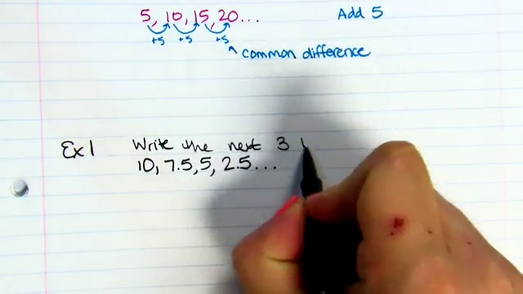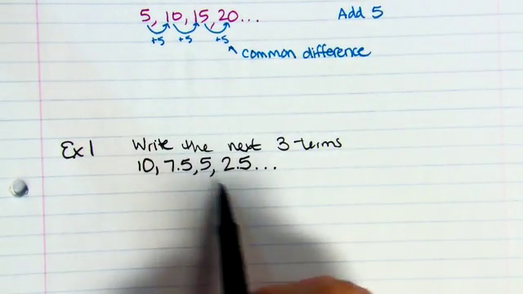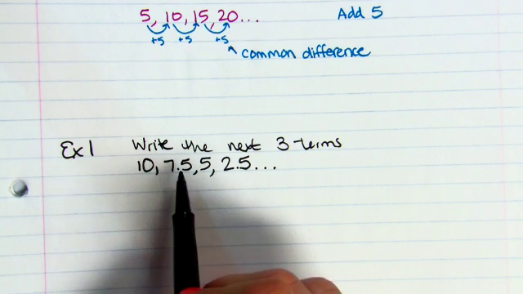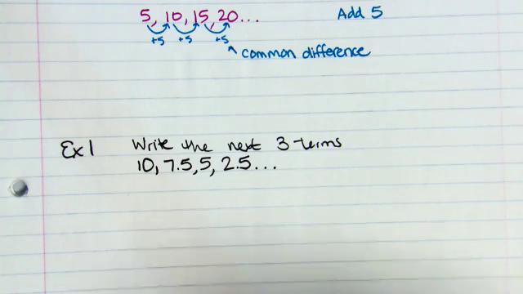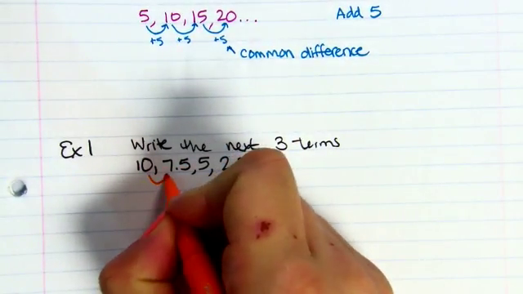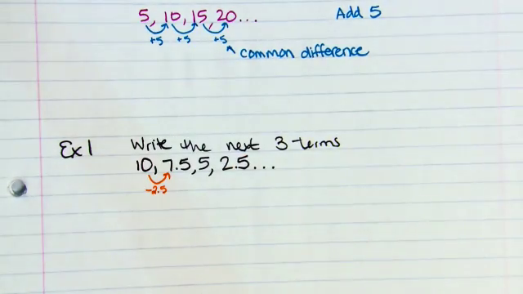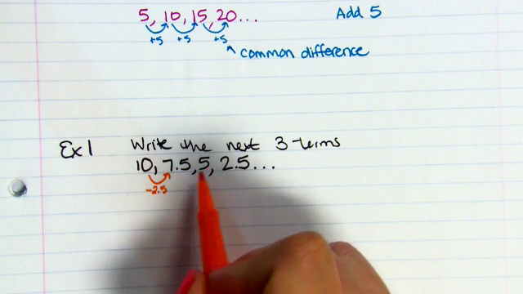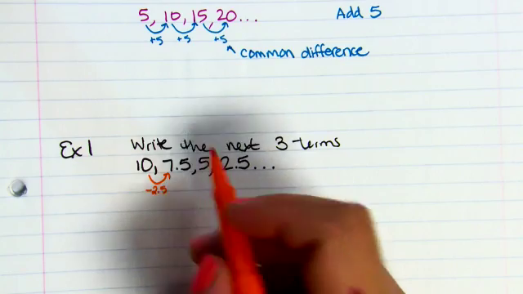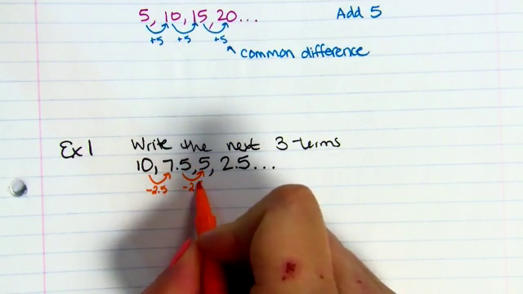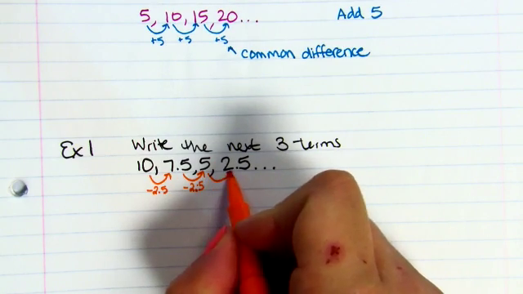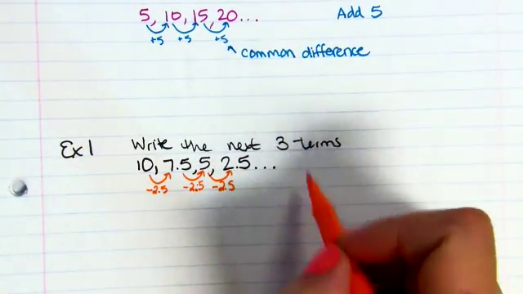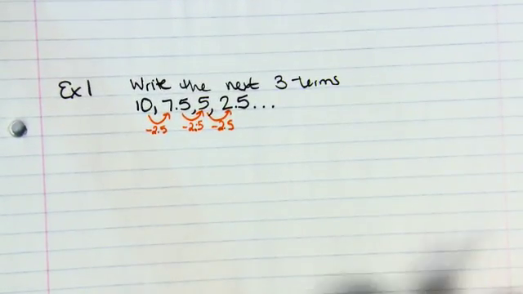What I have to do first is figure out my common difference, or what I am doing to each term to get to the next. To go from 10 to 7.5, I'm subtracting 2.5. Then I want to look at whether I have the same difference between 7.5 and 5. If I take away 2.5 from 7.5, I do get 5. So sure enough, that is my common difference. 5 to 2.5 is taking away 2.5. So I need to do this 3 more times to figure out what the next 3 terms would be.